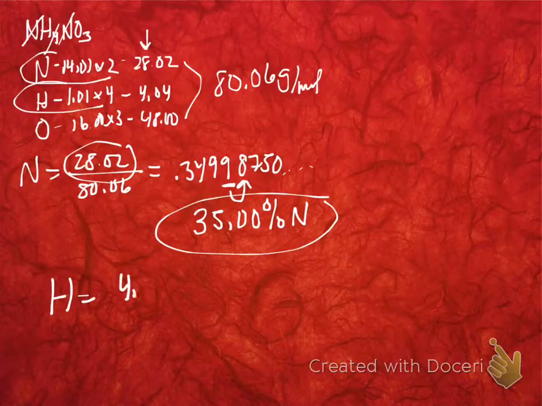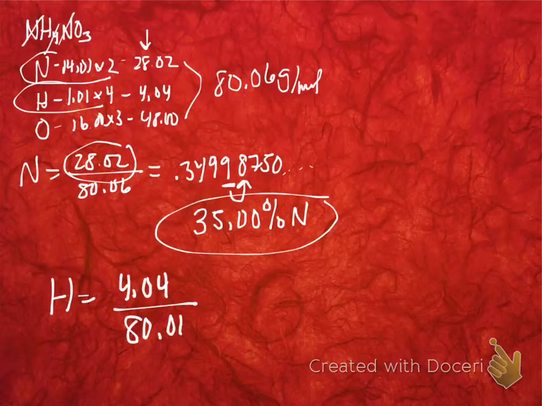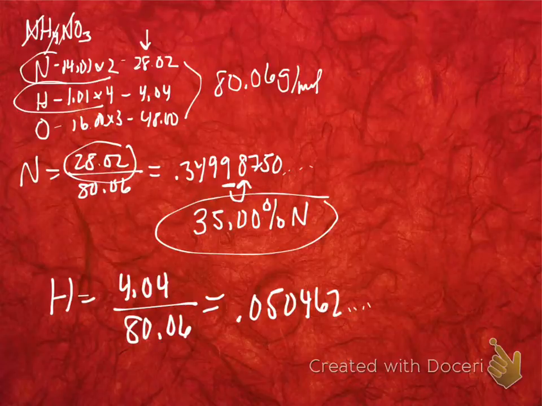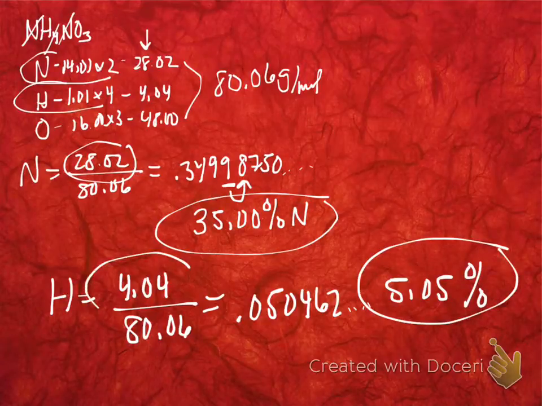Hydrogen. Every 1 mole of ammonium nitrate contains 4.04 grams of hydrogen to 80.06 grams of compound overall, so we get 0.050, etc., and that ends up being 5.05%. Note that we only have 3 sig figs here. It's a different number of sig figs because the sig figs are governed by the numbers that you put into that particular calculation, not by the overall problem.